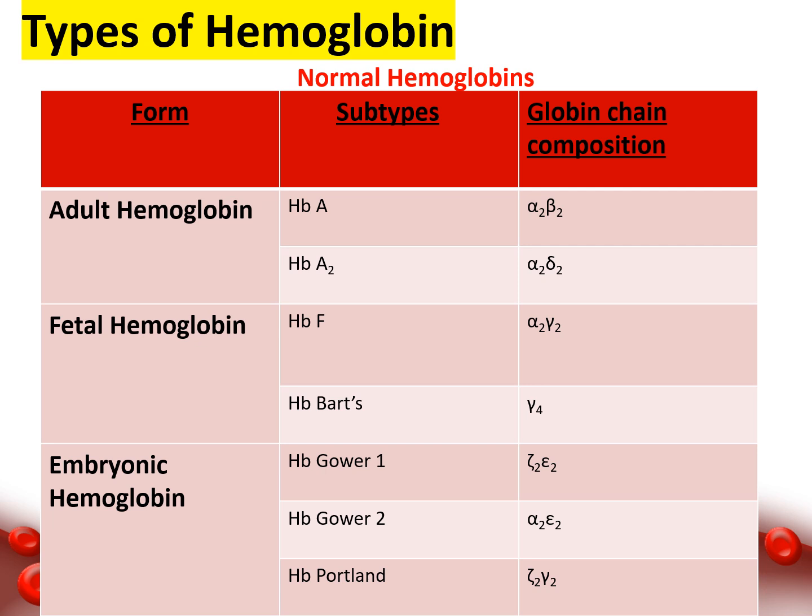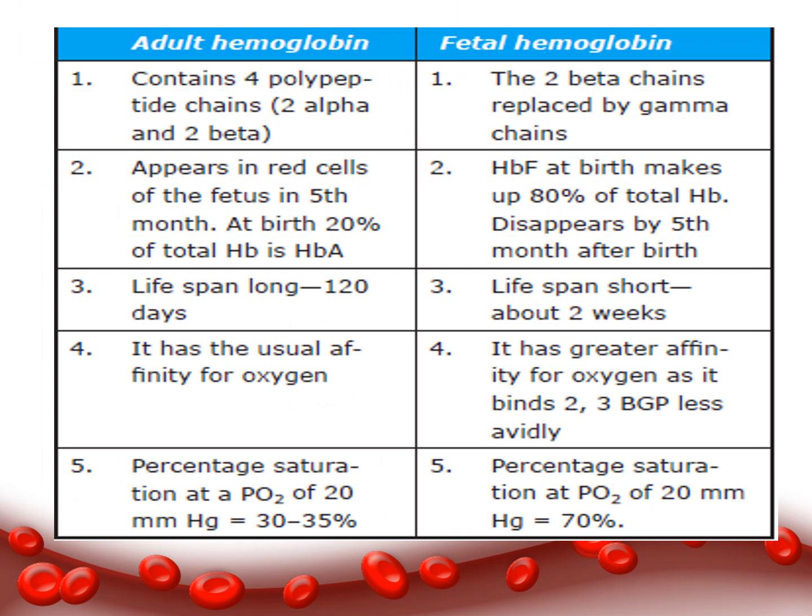Okay. Now fetal hemoglobin. It has two parts, HbF and Hb Barts. HbF contains alpha 2 and gamma 2. Hb Barts contains gamma 4. Okay. Now embryonic hemoglobin has three types: Hb Gower 1, Hb Gower 2 and Hb Portland. Hb Gower 1 consists of epsilon 2 and zeta 2. Hb Gower 2 consists of alpha 2 and epsilon 2, and Hb Portland consists of zeta 2 and gamma 2.